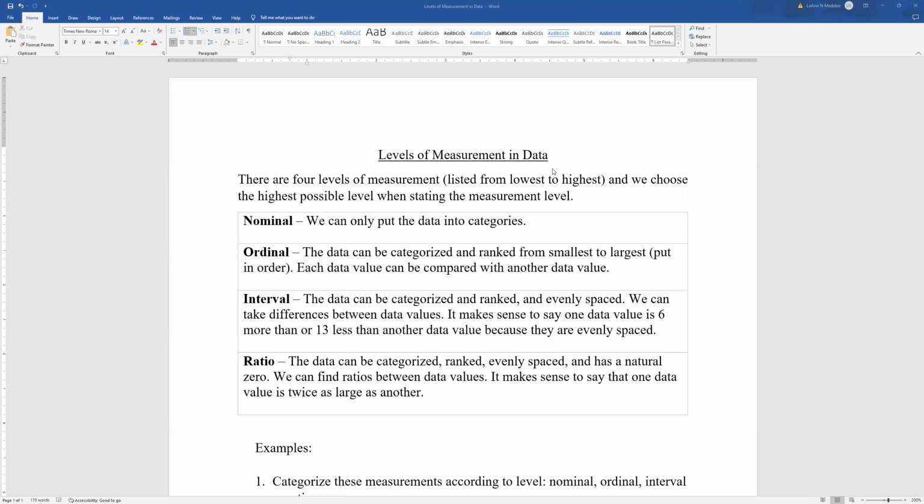So if we're thinking about ordinal, one of the examples we're going to see in a minute is finishing a race. We'll talk about why that one is a specific situation where we don't get to move to the next level.